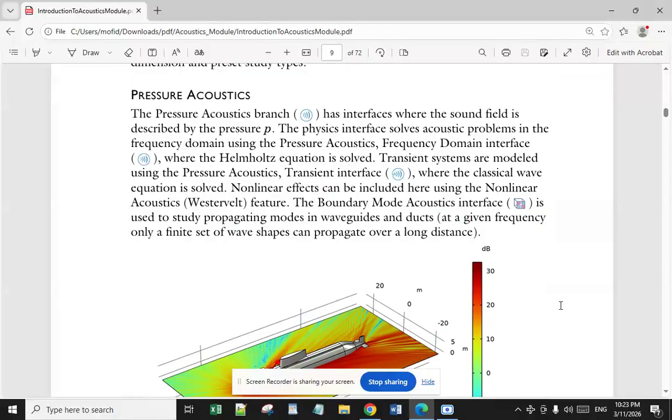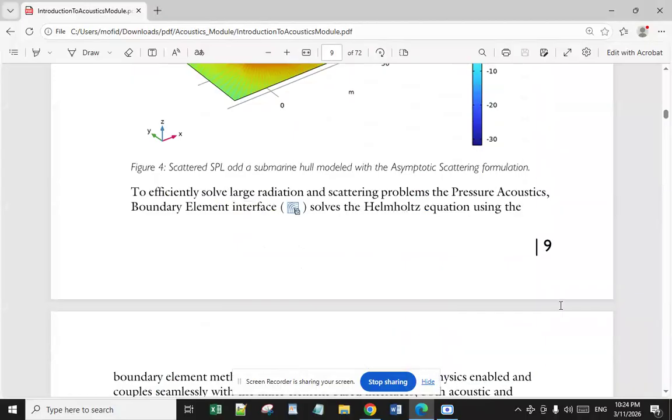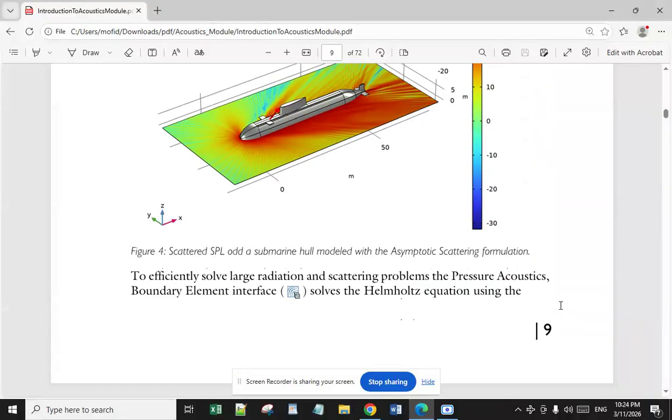Nonlinear effects can be included here using the Nonlinear Acoustics Westervelt feature. The Boundary Mode Acoustics interface is used to study propagating modes in waveguides and ducts. At a given frequency, only a finite set of wave shapes can propagate over a long distance. Figure 4 shows the scattered SPL at a submarine hull modeled with the asymptotic scattering formulations.